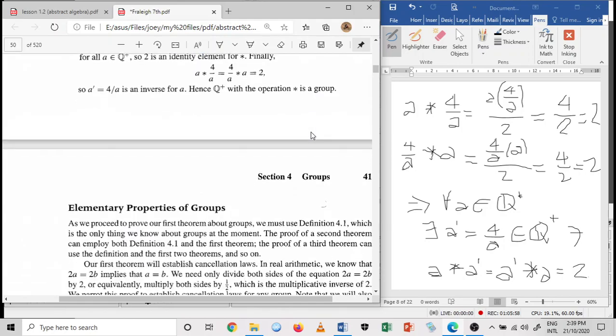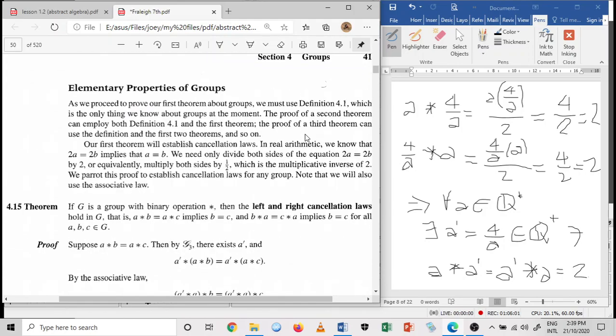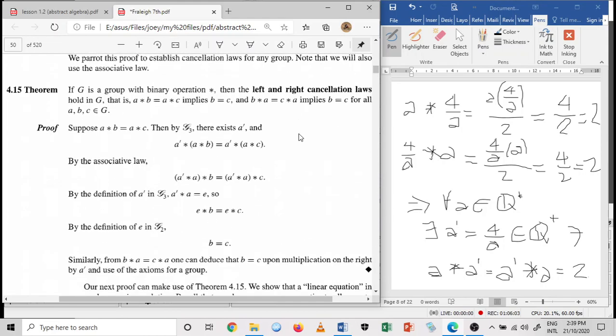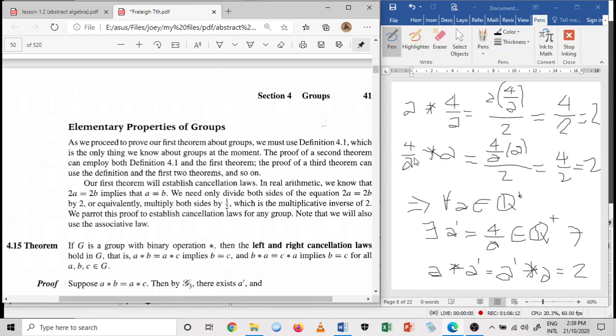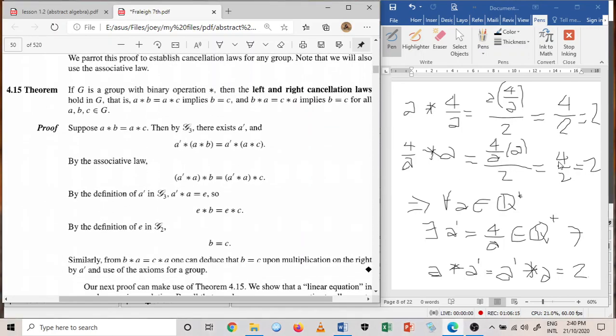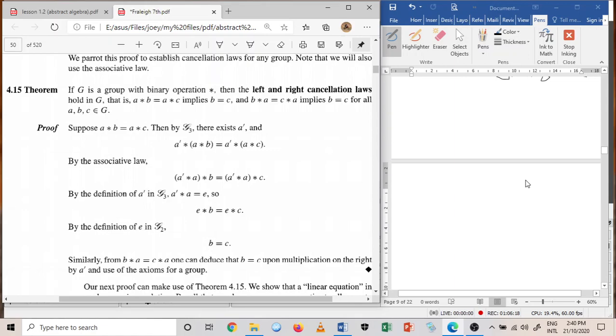Okay, next. We now have here the elementary properties of groups. By the way, there has been no definition for a subgroup yet. So we can just think of the similarity of sets and subsets to groups and subgroups. When you say set, a subset is a set within a set. Therefore, a subgroup actually is a subset of a group which is also a group.